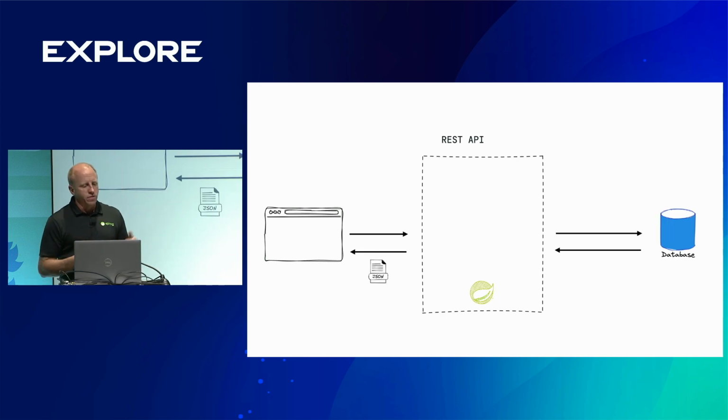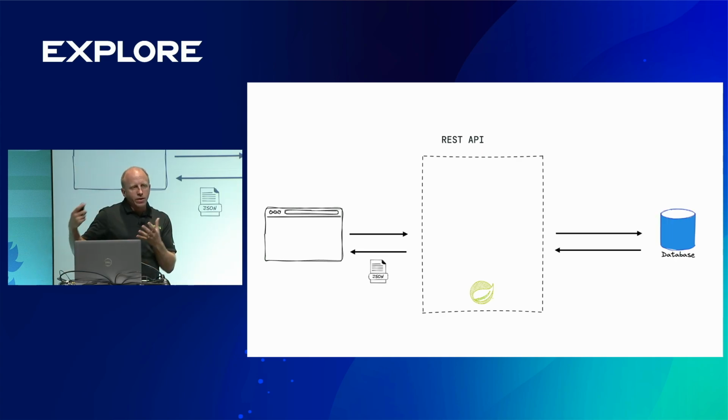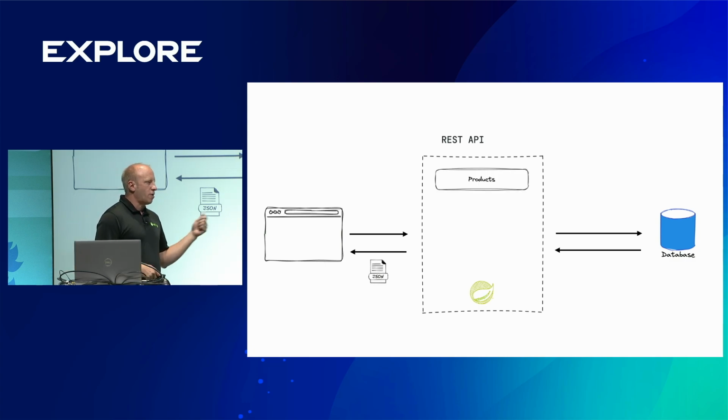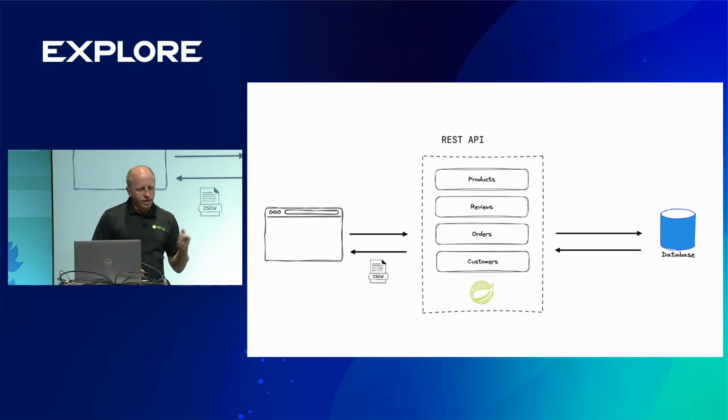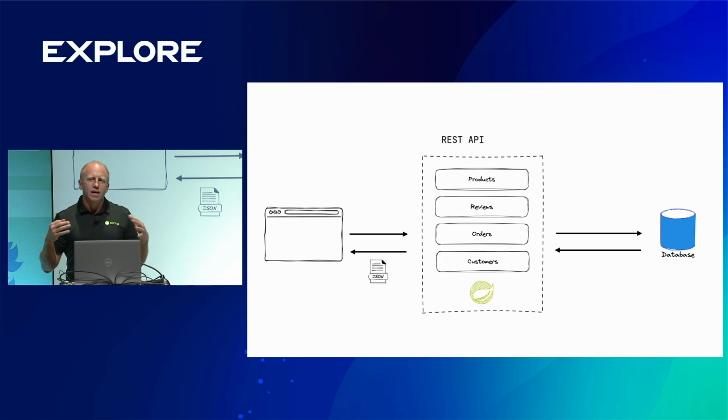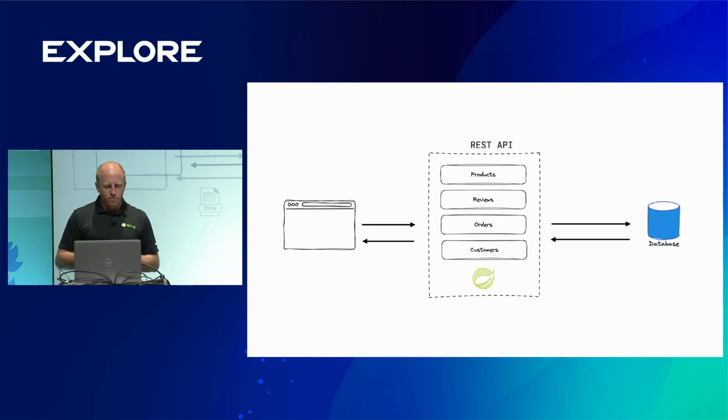Maybe we talk to a database and return some data. The way that we break this REST API down is through many unique URLs, which are our fine-grained resources. So we may have an endpoint for products, an endpoint for reviews and orders and customers. This is how we think about building out our REST APIs. But again, that leads to API explosion.